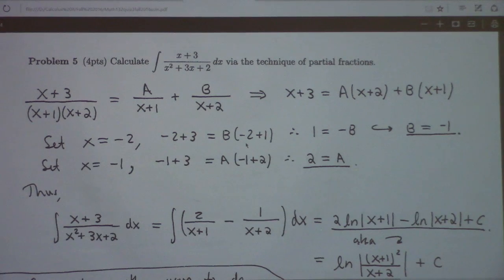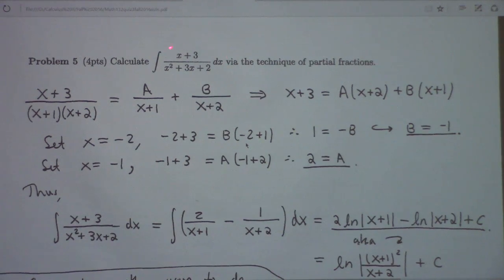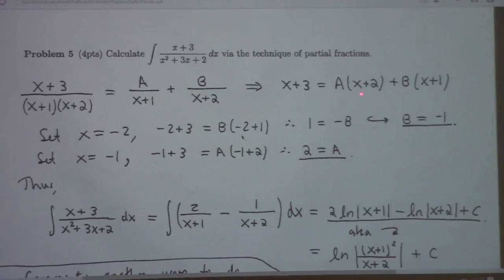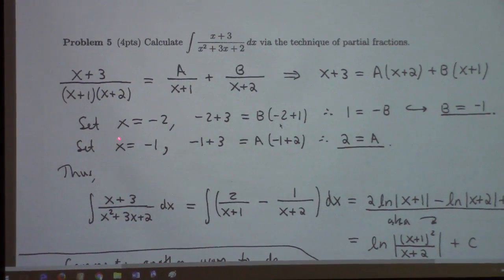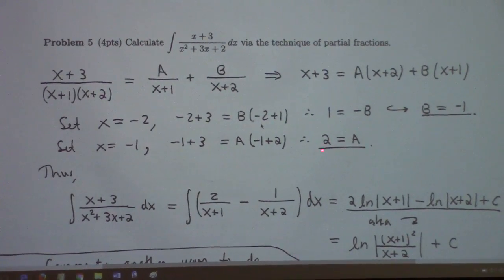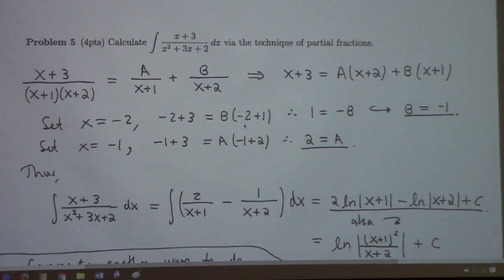All right, problem 5. Use the technique of partial fractions to integrate this thing. Now this is a very friendly problem. I hope many of you got this. So the point is that it factors to x plus 2 times x plus 1. So the partial fractions is this. But we can work out the a and b by this algebra down here. Now this one just screams plug in minus 2, plug in minus 1, and that gives you b equals minus 1 and a equals 2, just like that.